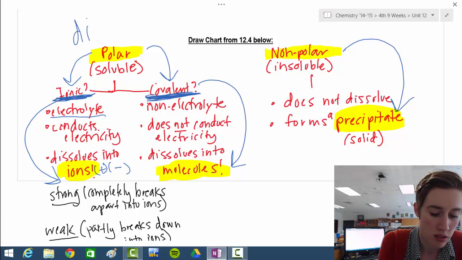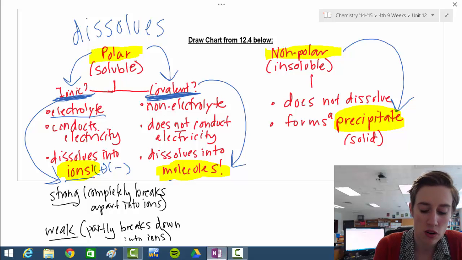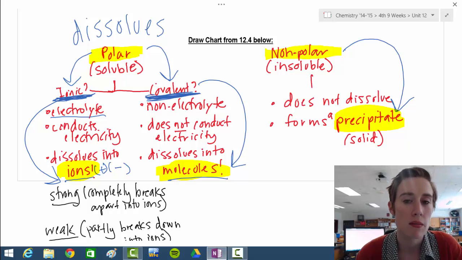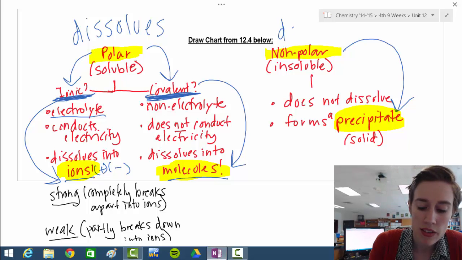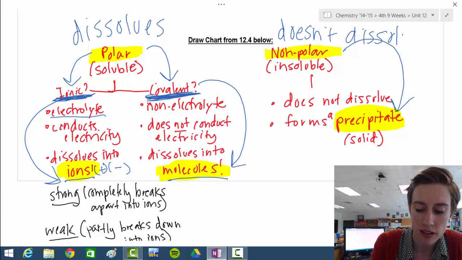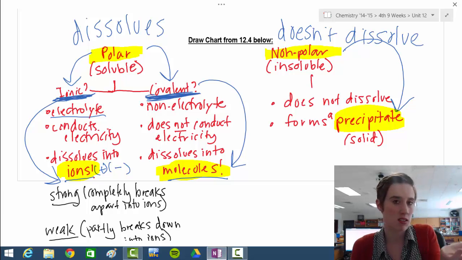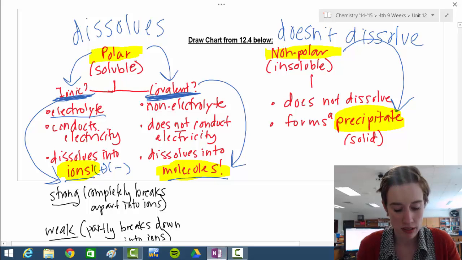Polar dissolves, right? We just have to figure out how it's going to dissolve. Is it going to dissolve into an ion or a molecule? And that depends on whether that particular polar compound is ionic or covalent. If it doesn't dissolve, it will always stay a solid. Okay, that kind of makes sense. If it doesn't dissolve, it'll form a precipitate, it'll form a solid.